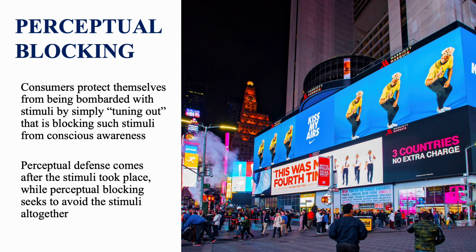Another term to be aware of, perceptual blocking. Consumers protect themselves from being bombarded with stimuli by tuning out or blocking such stimuli from conscious awareness. The difference between perceptual blocking and perceptual defense is that defense comes after seeing the stimuli takes place. Perceptual blocking attempts to avoid the stimuli altogether.